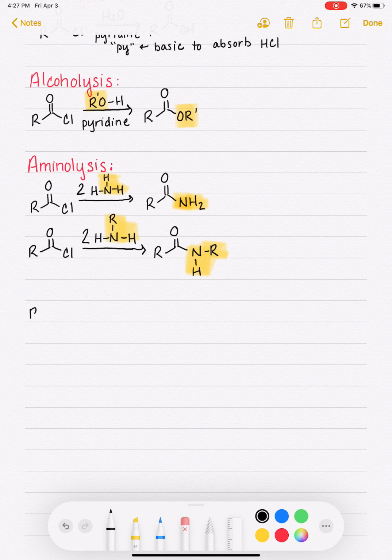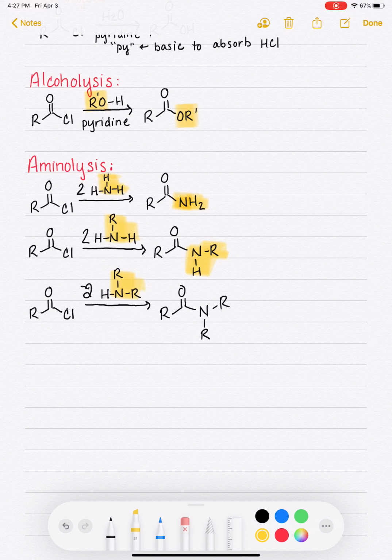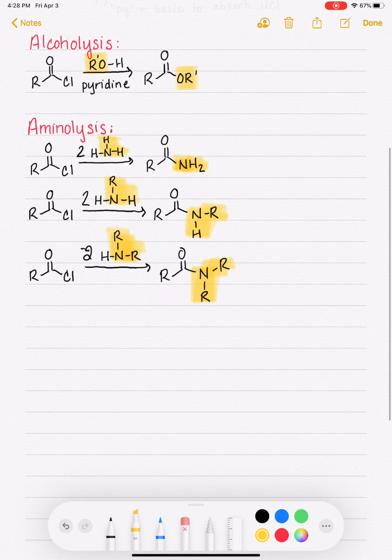And then last but not least, we can do this reaction with a secondary amine. This one's got 2 R groups on it. We're going to need excess of that, so put a 2 there. And here we are going to be producing an amide that has no hydrogens at all on the nitrogen. That's what I meant to say. Only R groups on the nitrogen. So there's ammonolysis.